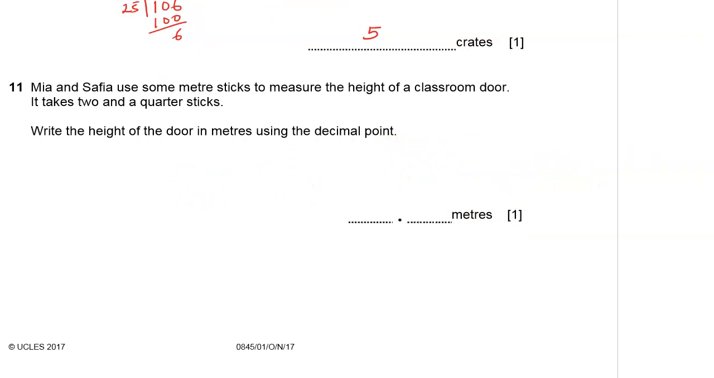Number 11. Mia and Sophia use some meter sticks to measure the height of a classroom door. It takes 2.25 meter sticks. Write the height of the door in meters using the decimal point. A quarter is basically 1 over 4. We are supposed to use a decimal point. A quarter, 1/4, is 0.25. So therefore, 2 meters and 0.25, so 2.25 meters.